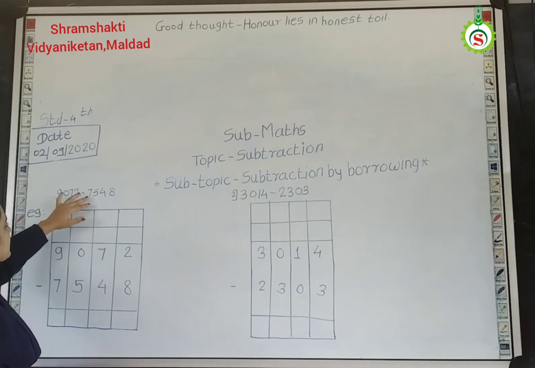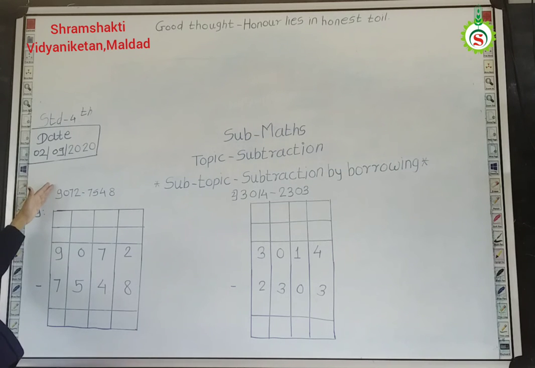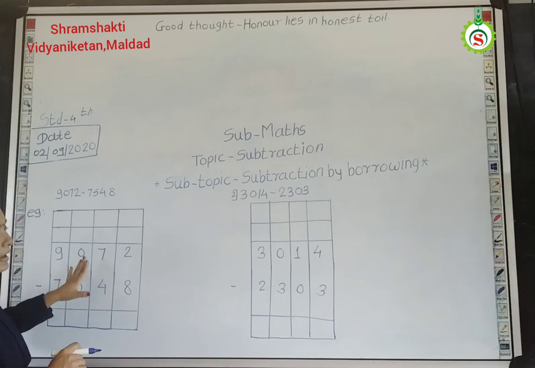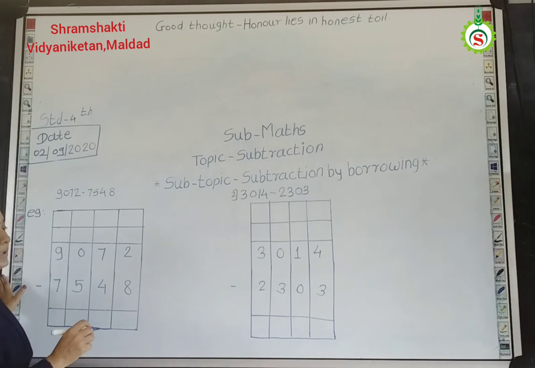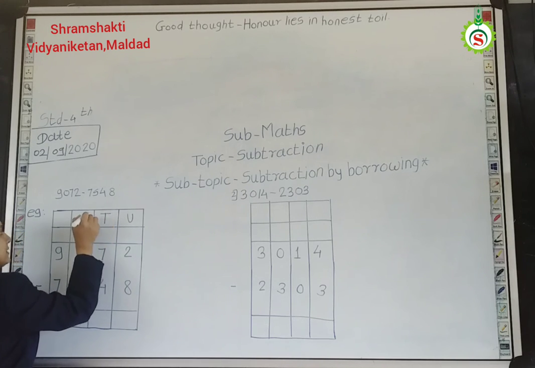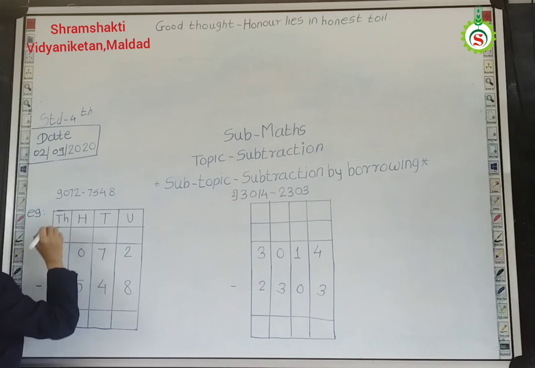9072 minus 7548. For solving this example, write down the example vertically. See here, like this. Make columns and then arrange the given example vertically. Then give places: units, tens, hundreds, thousands.